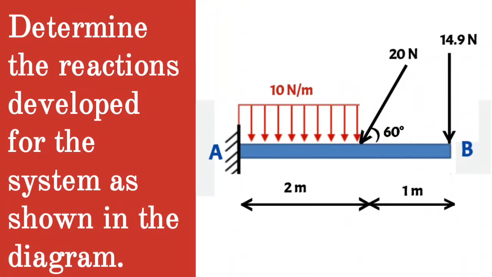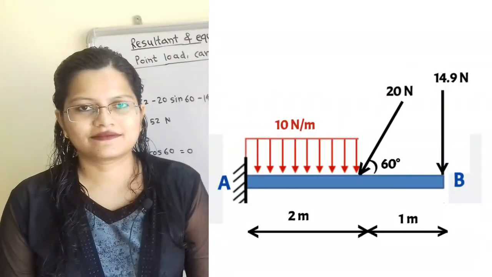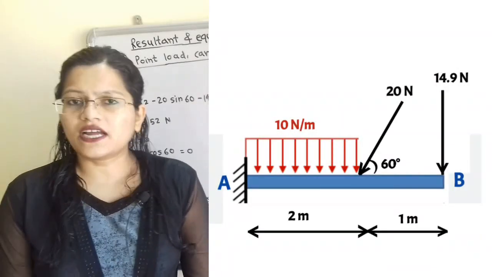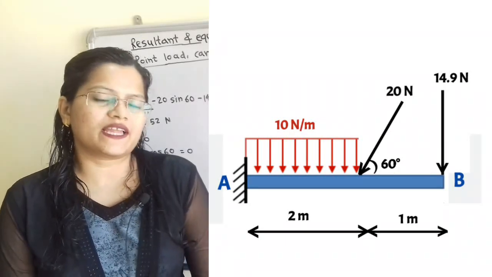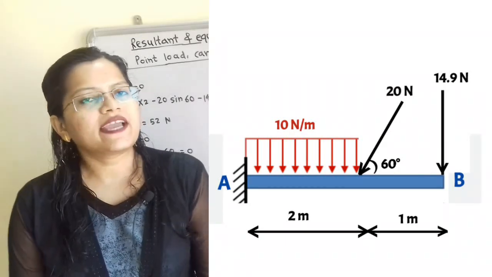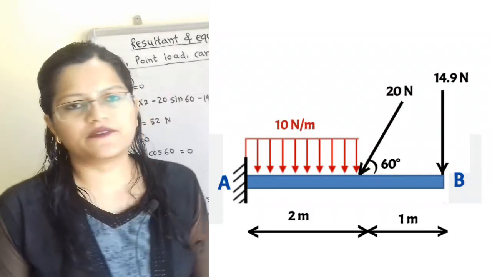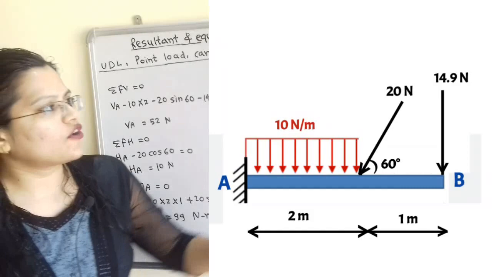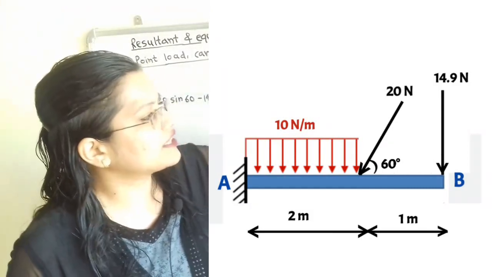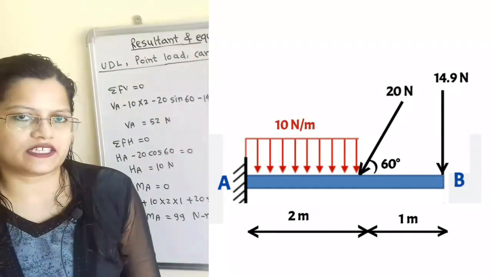Given question, determine the reactions developed for the system as shown in the diagram. Let us understand the given question with the help of the diagram. One end of beam AB is fixed at A and the other end is free. At the free end, a load of 14.9 Newton is applied in the downward direction.